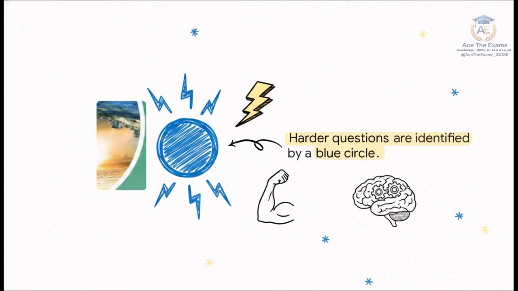Now, when you are going through those questions, keep your eyes peeled for this specific visual cue. Throughout the textbook, you're going to see a small blue circle next to certain questions. Consider this your warning sign. The blue circle identifies the harder questions. If you're aiming for the absolute top grades, these are the questions you really need to wrestle with. They are specifically designed to stretch your understanding and test the upper limits of your capability. Don't skip them if you want that top mark.